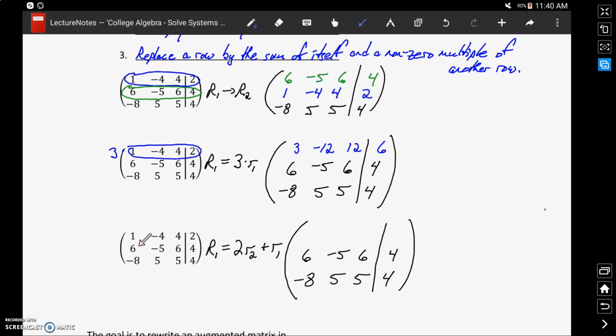We'll be taking 2 times whatever our value is in row 2, and then adding that to row 1. So to start off, we would take 2 times 6, which would be 12, and add our value in row 1 to get 13. Then we would take 2 times -5, which would give us -10, and add -4, which would give us -14. We would take 2 times 6, which would give us 12, plus 4, which would give us 16. And then we would take 2 times 4, which would be 8, and add 2 to get 10. So we updated a row by multiplying all of the values in row 2 by some non-zero multiple, so anything besides 0, and adding each of those results to the value that we already had in row 1.